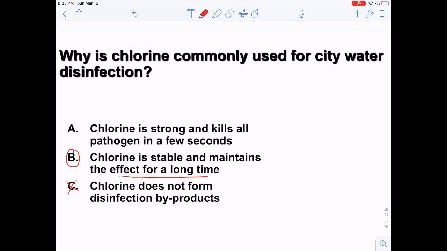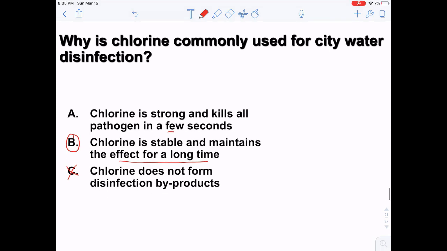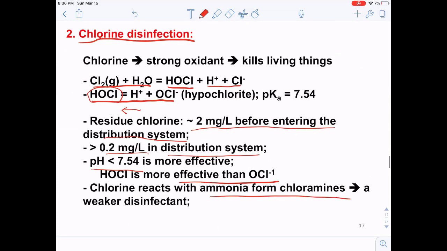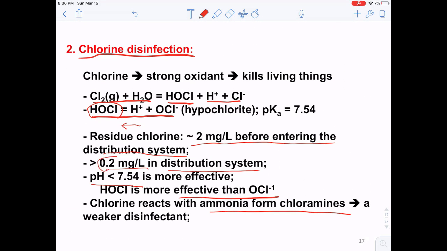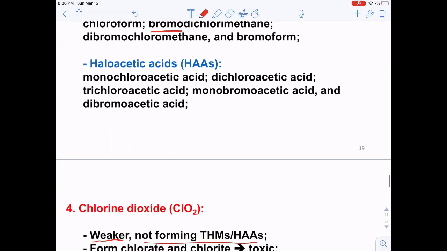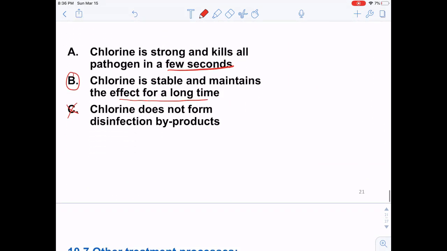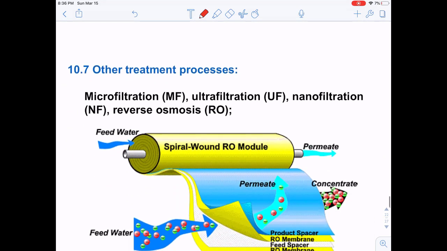And from A and B, we'll choose B because chlorine is not the strongest disinfectant, okay? And also it's not going to kill all of these pathogens in a few seconds. The disinfection process happens along the entire process during the water distribution. That's why we require the chlorine concentration in the distribution system to still be higher than 0.2 milligram per liter, right? So the disinfection process for chlorine is a long process.